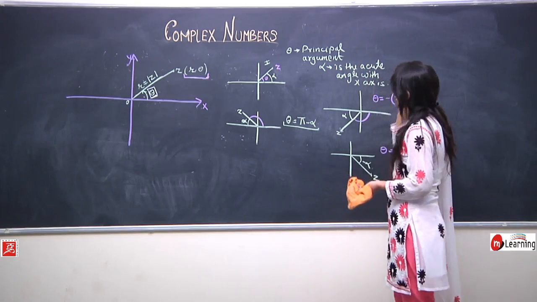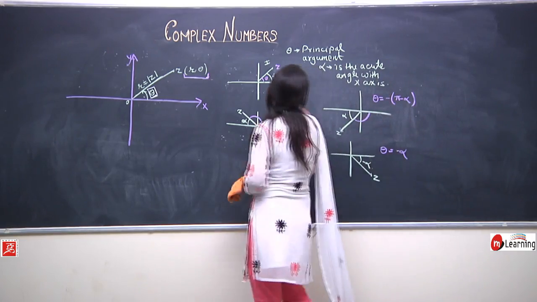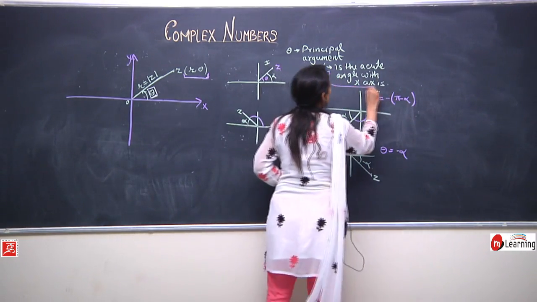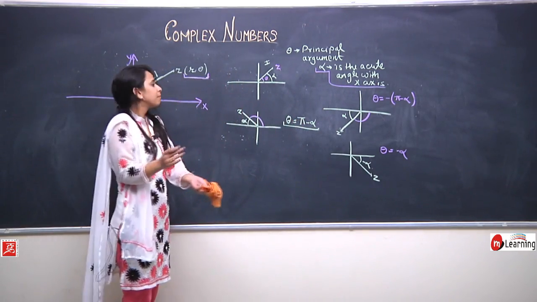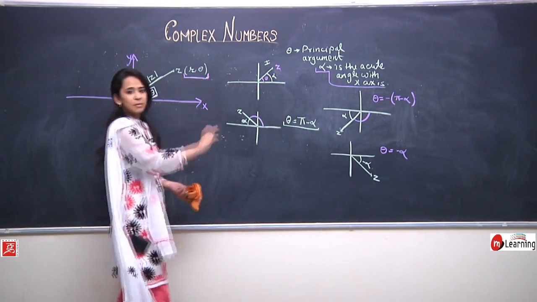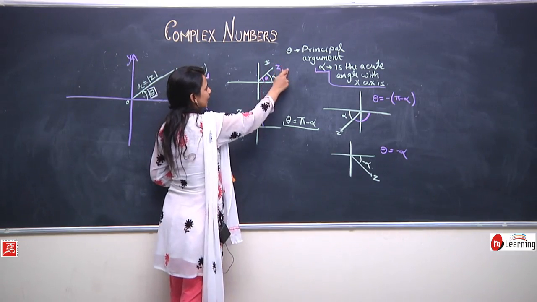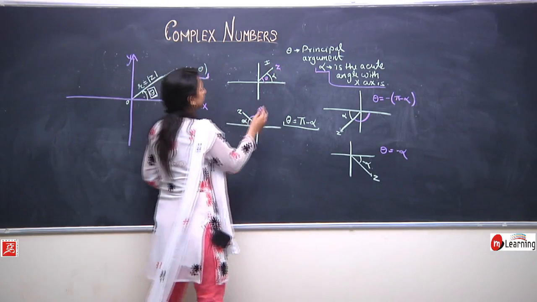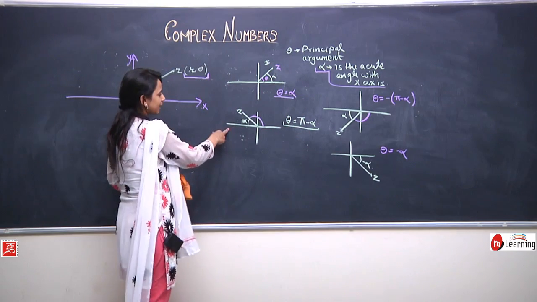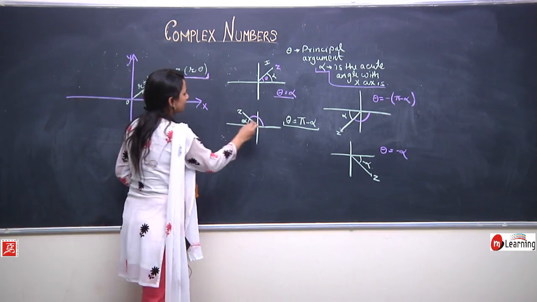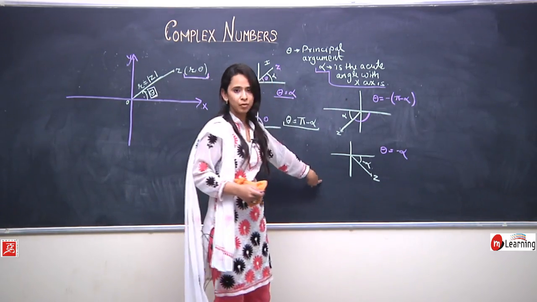Now we just wanted to define an easy way in which we could derive this value of theta. So we defined one more angle, alpha. We said alpha is nothing but the acute angle which the complex number z makes with the x axis. Whenever a complex number z lies in the first quadrant, we found out that the principal argument theta was equal to alpha. When it was lying in the second quadrant, we found out that theta was equal to pi minus alpha. Similarly, we found it for the third quadrant and fourth quadrant.